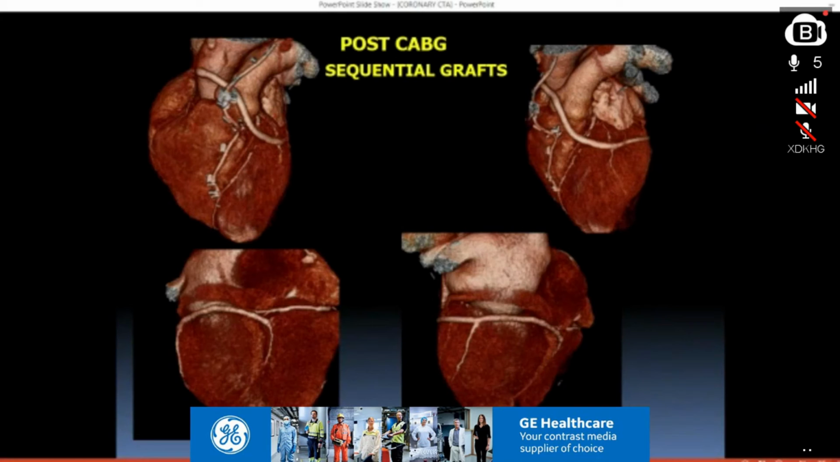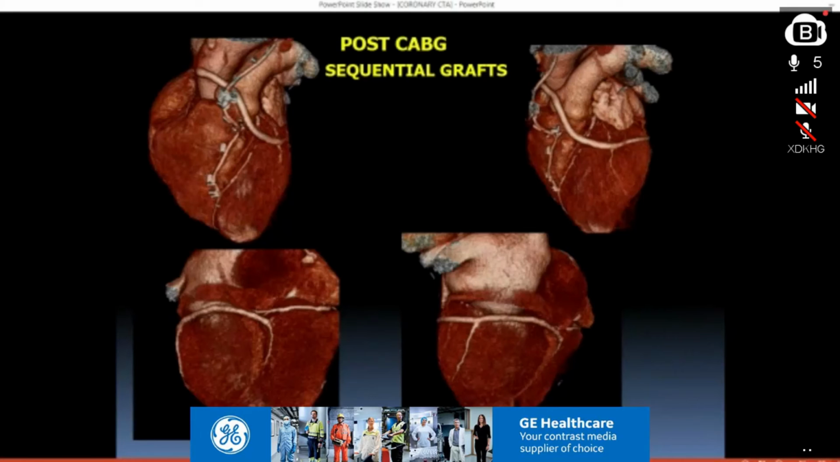On CT, this is an example of a normal in-stent lumen, and this is an example of an edge restenosis which has occurred. This is not an uncommon finding if you see issues with stent placement or in patients who continue to have dyslipidemia or risk factors even after stent placement. And this is an example of an occluded stent.